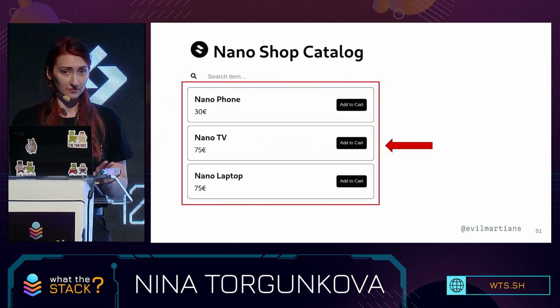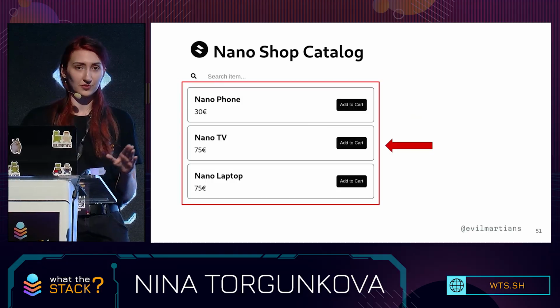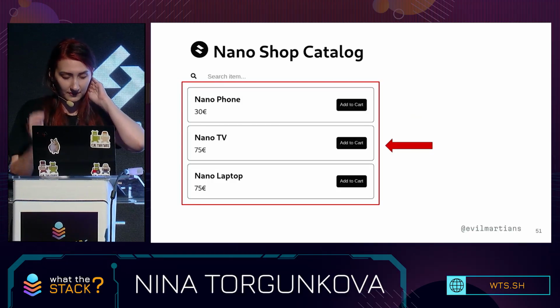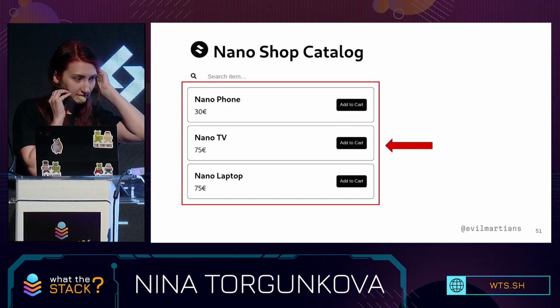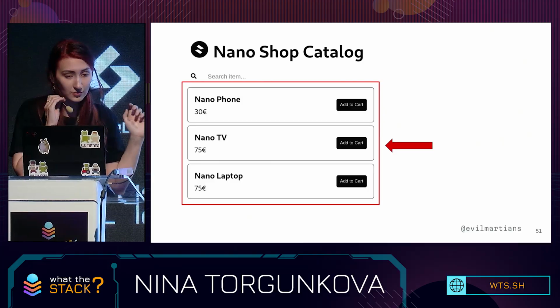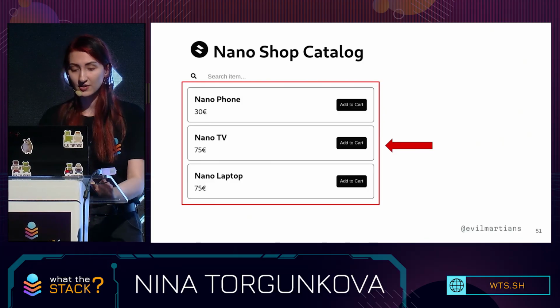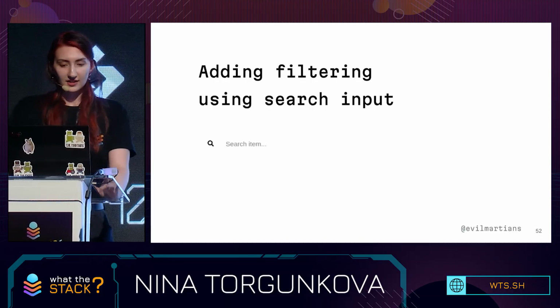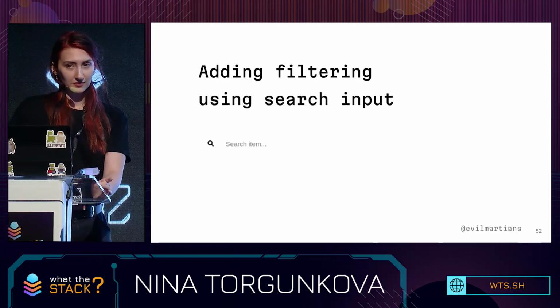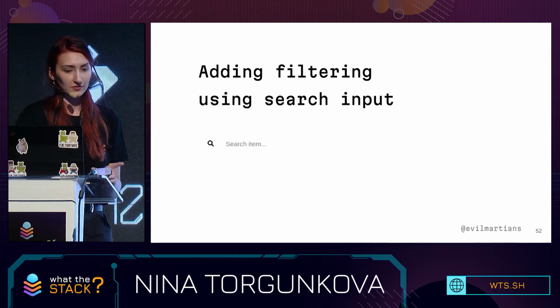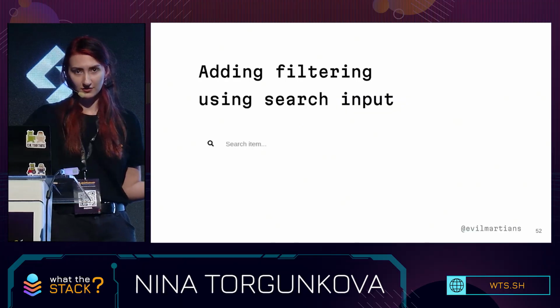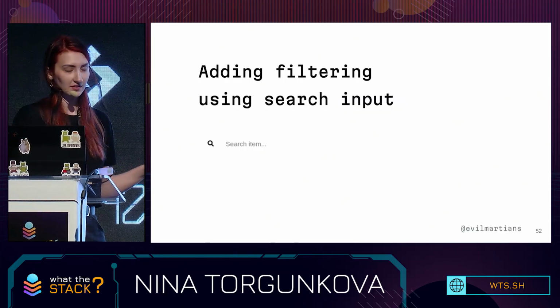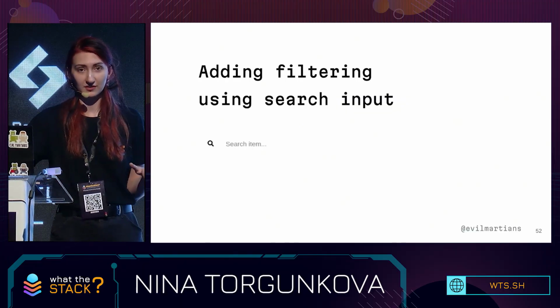And that's all for now. So these are a few one-line operations: to create a store, then we get the value in the store, and here we display it. Let's support filtering using a search input. So when a user types something in this search input, the products in our list will be automatically filtered.